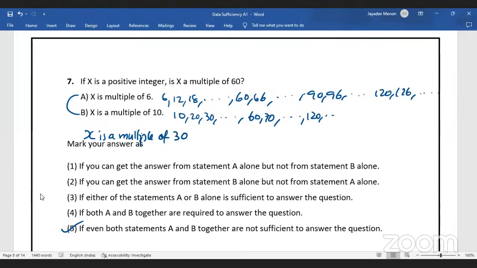If x is a multiple of both 6 and 10, then x will be a multiple of the LCM of 6 and 10. LCM of 6 and 10 is 30. So we get 30, 60, 90, 120, 150, etc. Here also some numbers are multiples of 60, some numbers are not. So by using both statements together also, it is not possible to answer the question. Therefore, option 5.